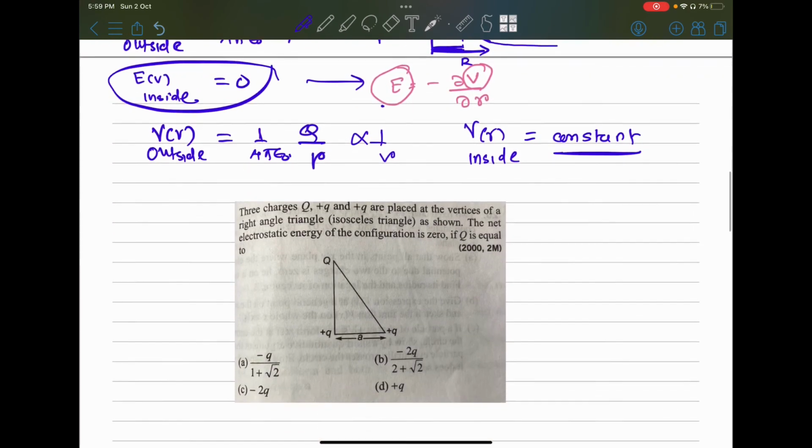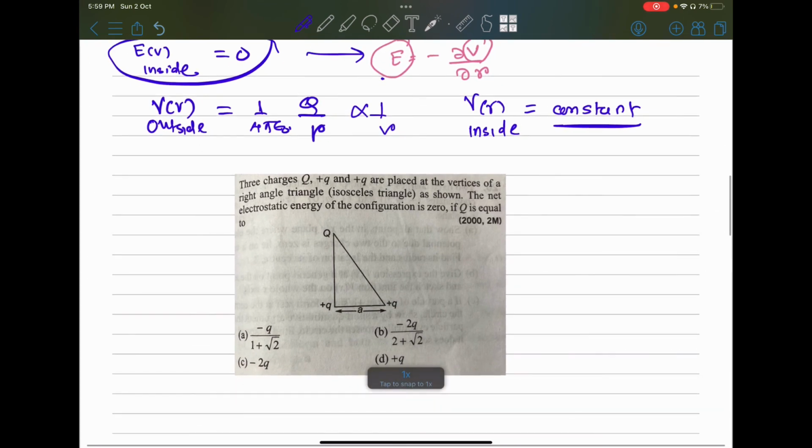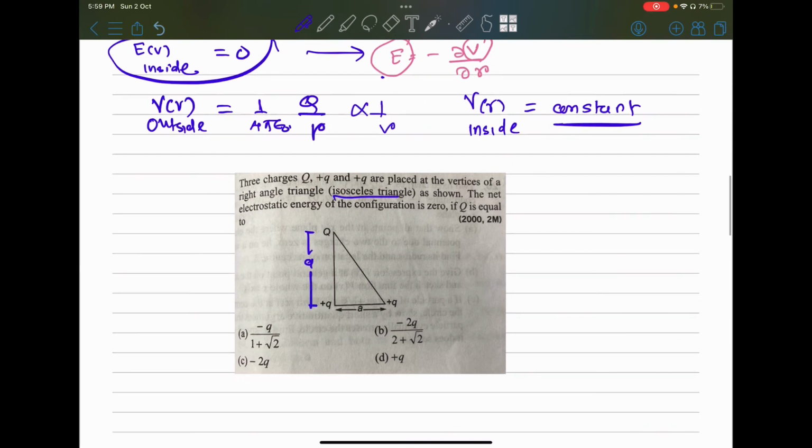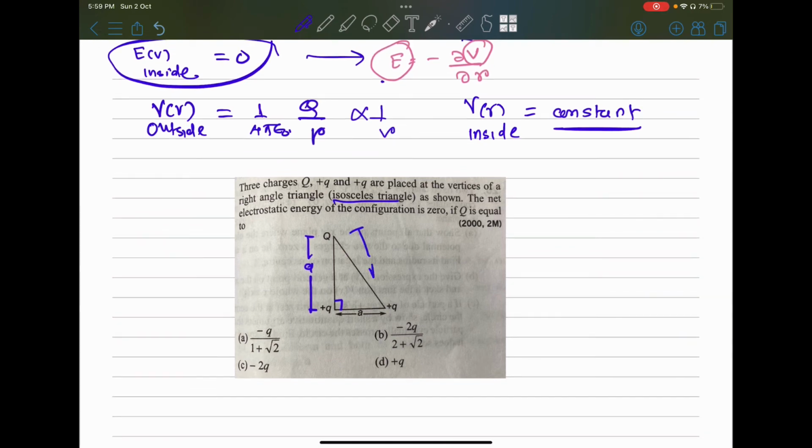Okay, so let us move towards the third problem. Three charges, capital Q, plus q, plus q, are placed at the vertices of a right angle triangle, and this is an isosceles triangle. The net electrostatic energy of the configuration is 0 if Q equals to what. Okay, this is an isosceles triangle, that means this side is also A, and also it is a right angle triangle. So of course we know the hypotenuse is root 2A.